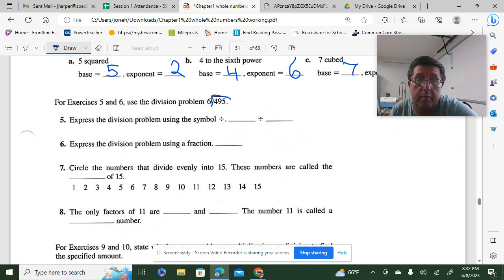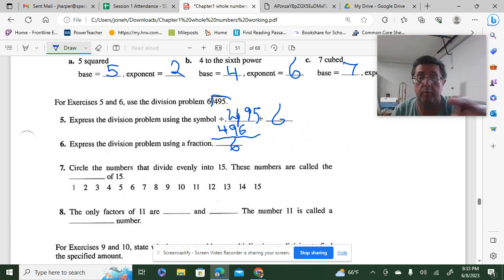Okay, express the division problem using the symbol divided by. So we're going to put 495, it's a bad 4, divided by 6. Then we're going to express the division problem using a fraction. So next we write 495 divided by 6.